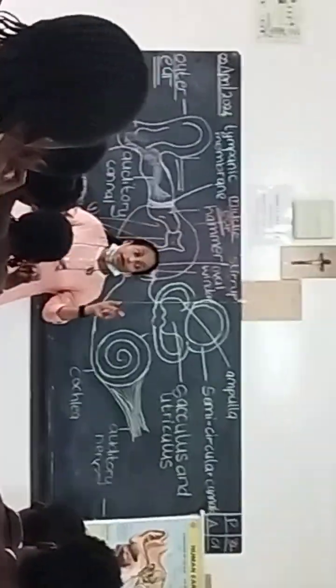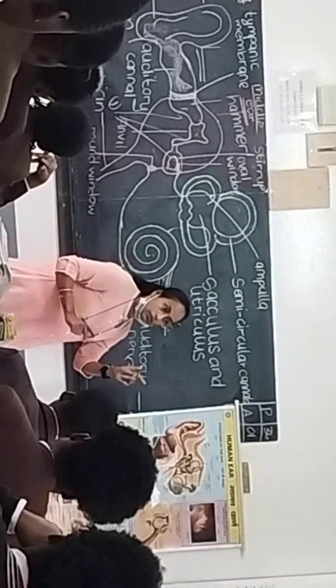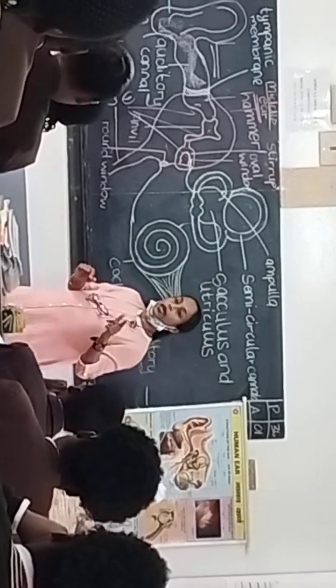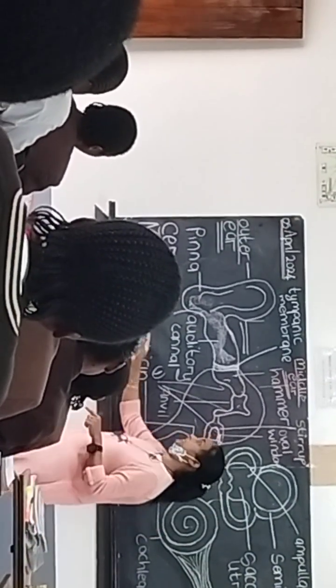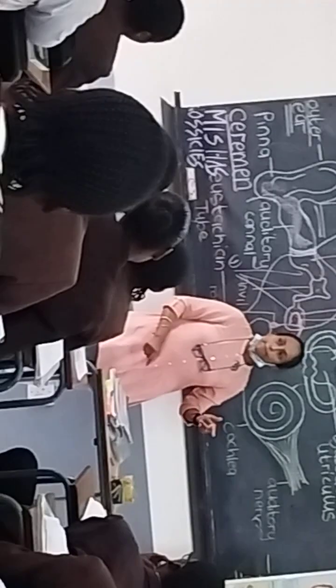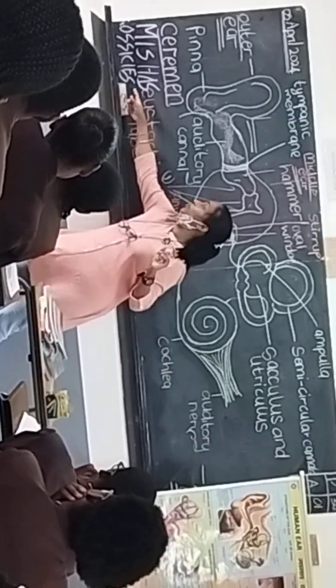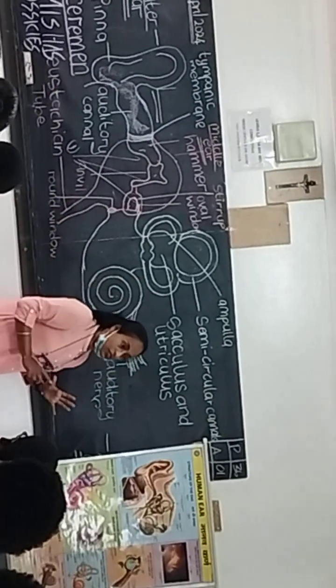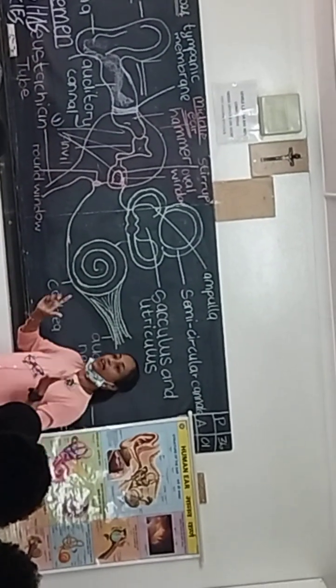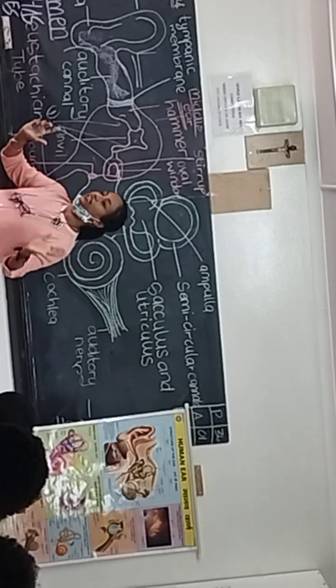Okay, Miss has: M for malleus, what is I for? Incus, S is for stapes. Has means hammer, anvil, and so on. And then we have the one word for that, which is ossicles. Miss has ossicles. You have explained everything about the middle ear.